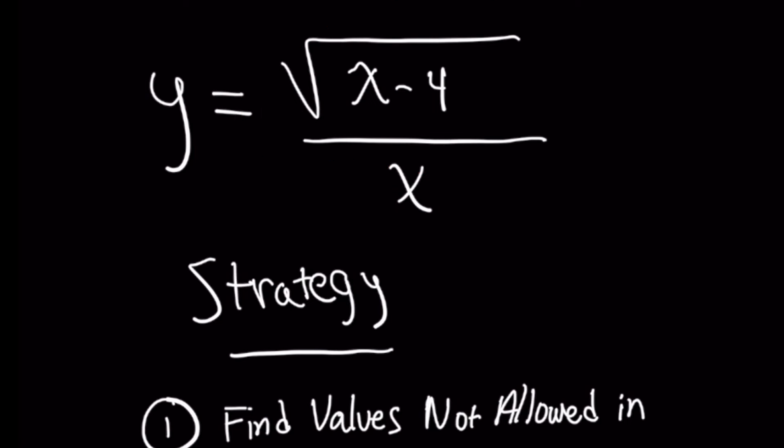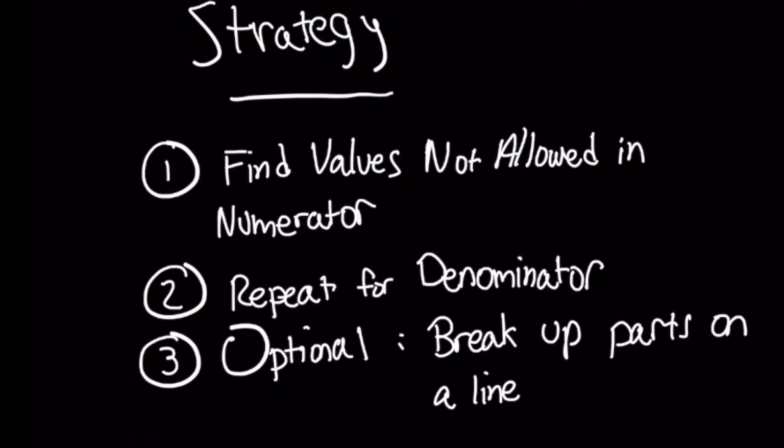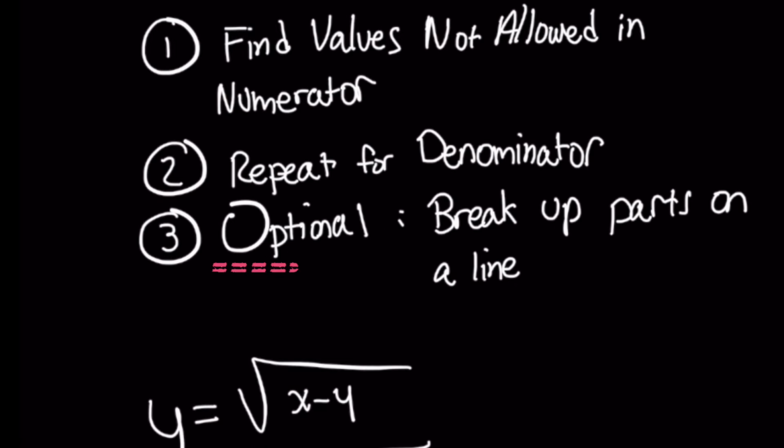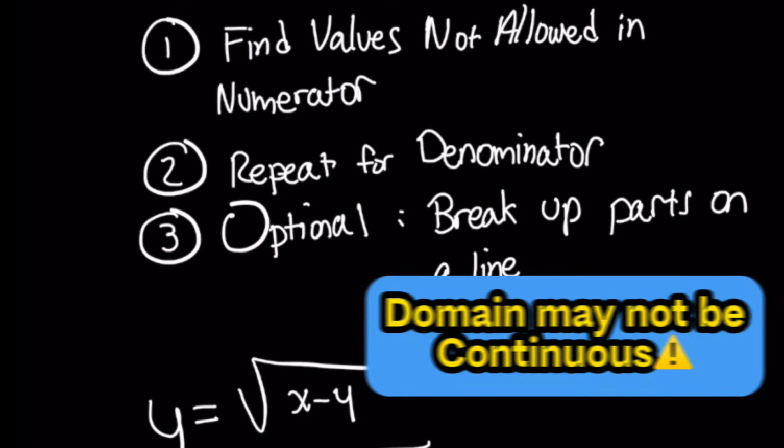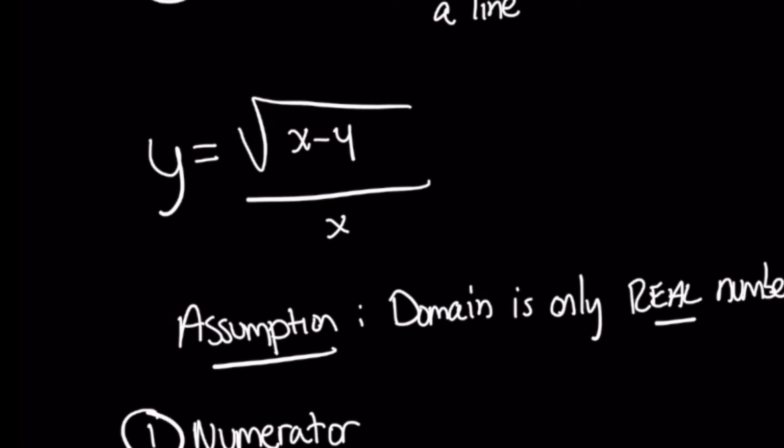Similarly, I'm going to repeat that exercise for the denominator. And then this last step here is optional because you don't have to do it. But because it's sometimes helpful to visualize the domain, I'll put this on a line graph because I want to know if there are pockets in the domain, I want to make sure that I don't miss those in my final answer. So let's make an assumption before we go on.